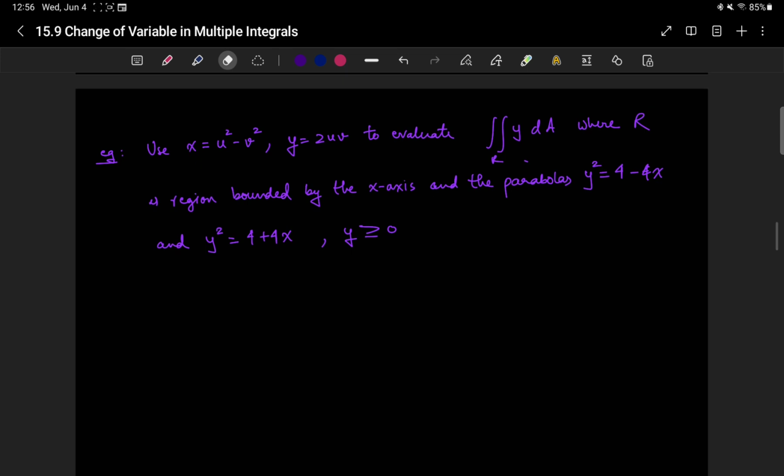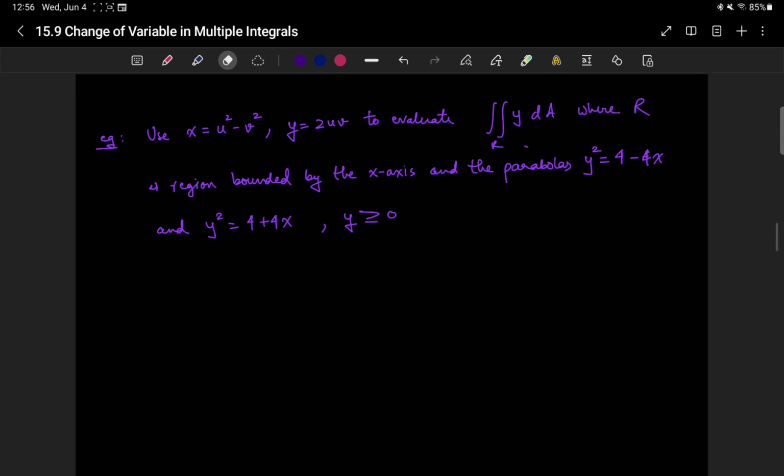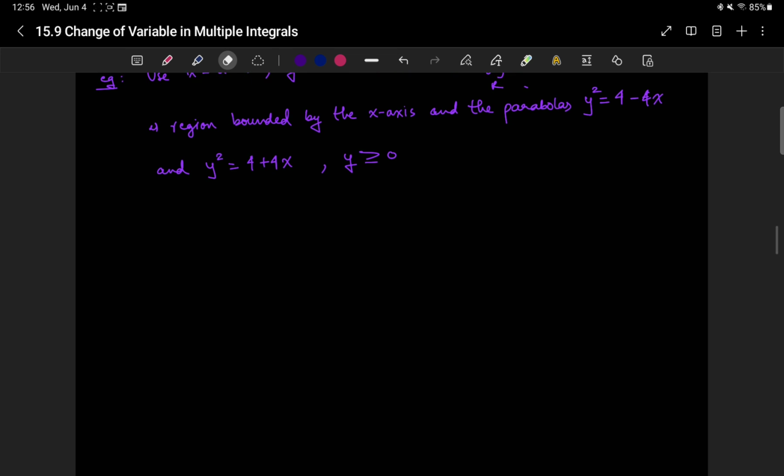We look at a couple more examples. Use x equals u squared minus v squared and y equals 2uv to evaluate this double integral where R is the region bounded by the x-axis and the parabolas y squared equals 4 minus 4x and y squared equals 4 plus 4x.